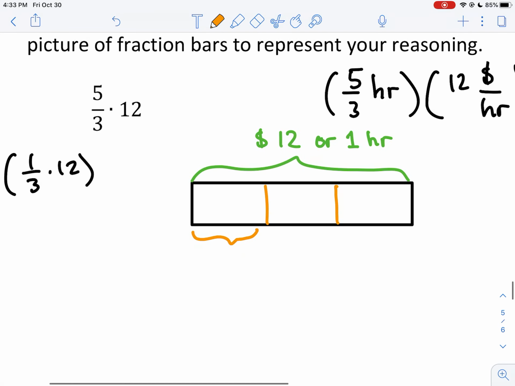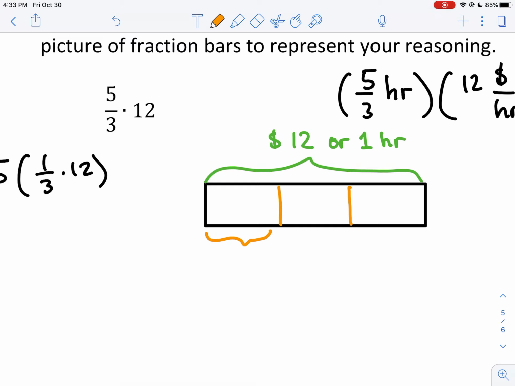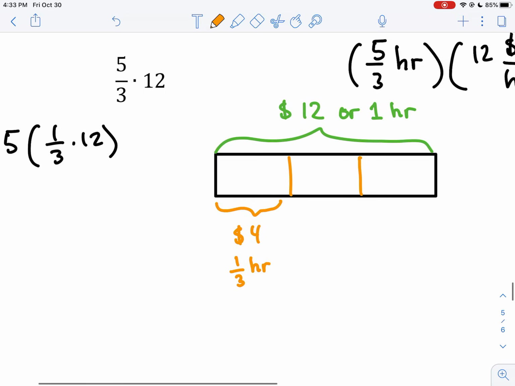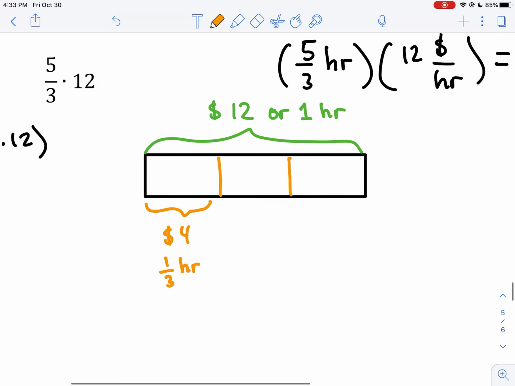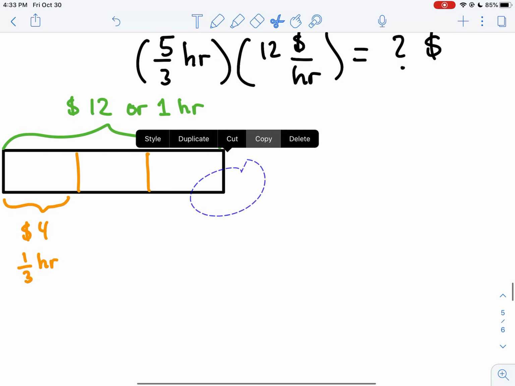Okay, so here, this is 1/3 of an hour, or $4. So we're coordinating the size of that piece. Now I want to do 5 copies of that. So now I'm going to do some shading, which means we're going to extend beyond, we're going to create a new rectangle.